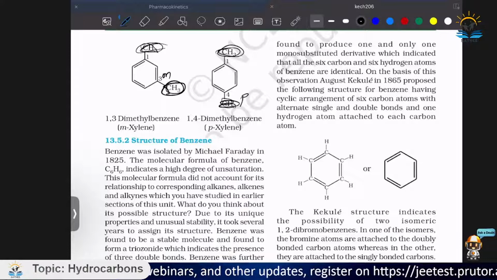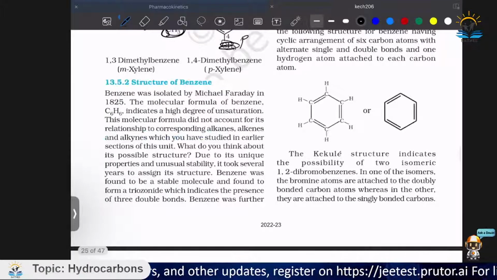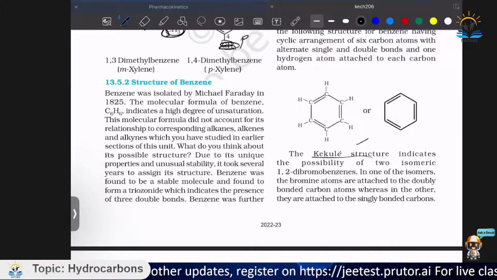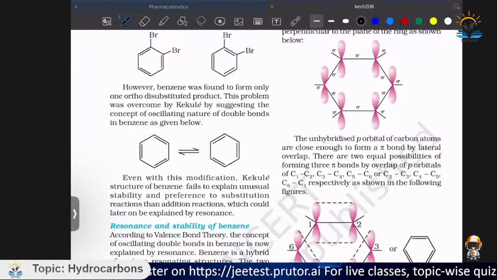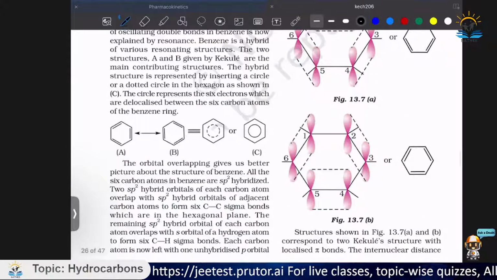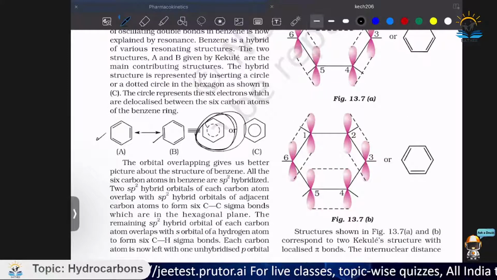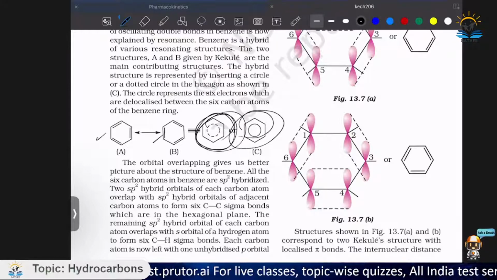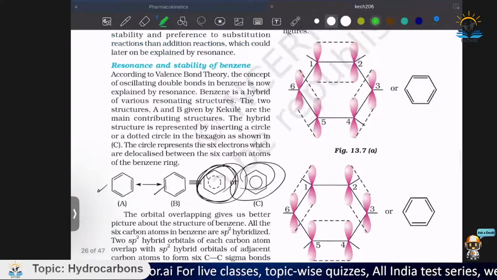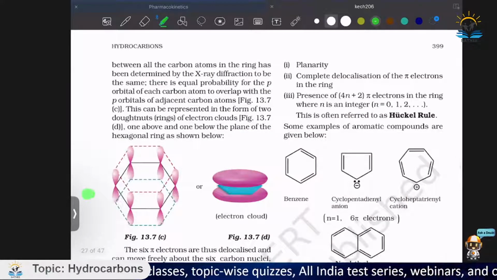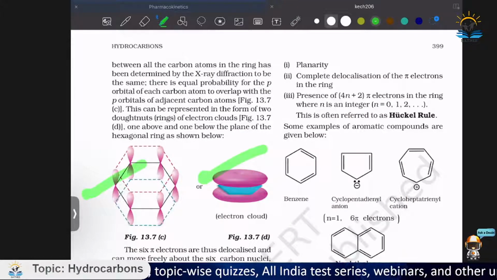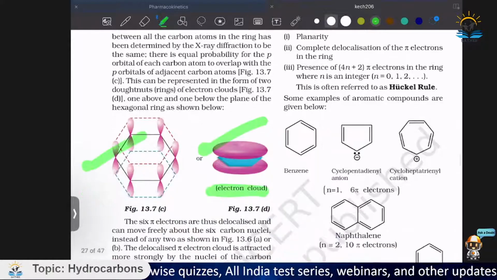Now, structure of benzene: alternating double bonds, or the Kekulé structure. We all know this is the structure of benzene. Nothing much to be discussed here. But it shows resonance. That is the reason for the stability of benzene. On the right side, you can see these two are the resonating structures, but this is the actual benzene molecule with its electron cloud represented.